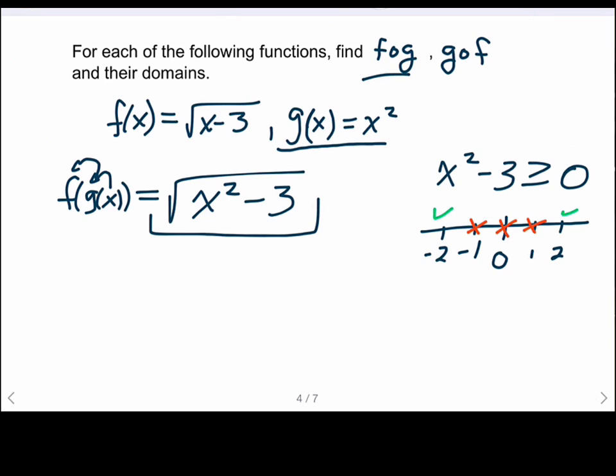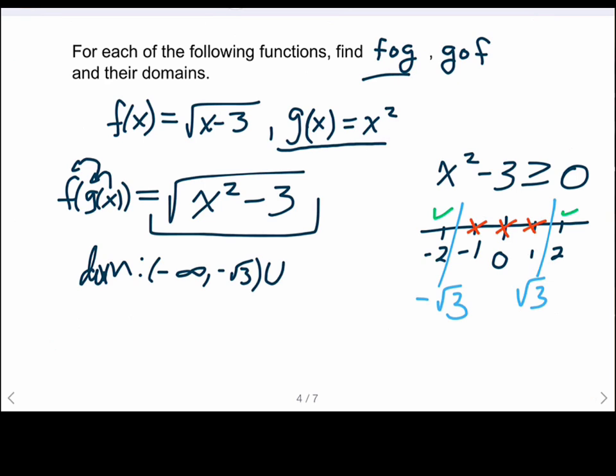As it turns out, and this should kind of make sense, the cutoff value is going to be the square root of 3 and negative square root of 3. As long as our numbers are bigger in magnitude than the square root of 3, we're going to be good to go. So it actually turns out that the domain of this function is going to be the interval from negative infinity to negative square root of 3 together with square root of 3 to infinity. And square brackets at the endpoints there, because we are allowed to have the function value equal 0.